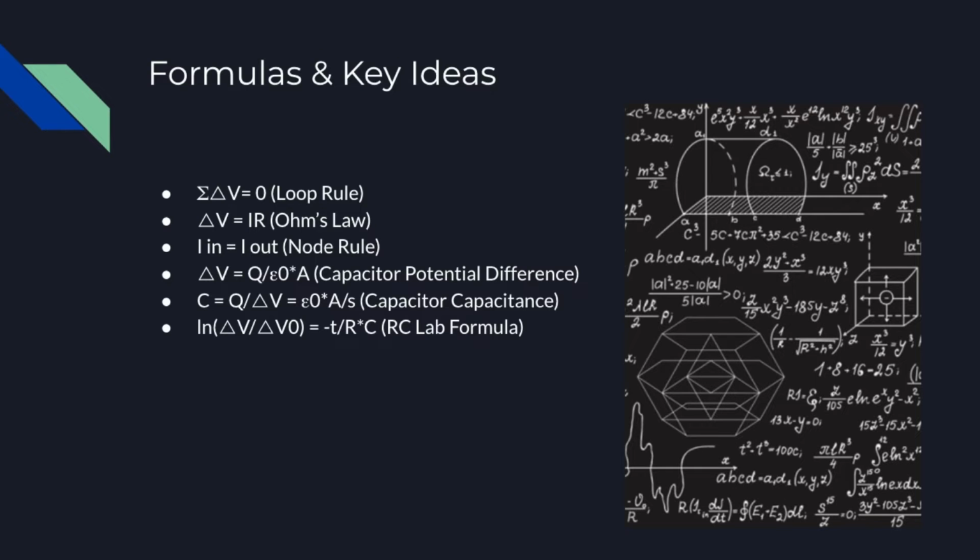And here are some formulas and key ideas. ΔV equals 0 is the loop rule. ΔV is IR, Ohm's law. We have I in equal to I out, which is the node rule. ΔV equals Q divided by ε0 times A, which is the capacitor potential difference. We have C equals Q divided by ΔV, which is the capacitor capacitance. We're going to have log of ΔV over log of ΔV0 equal to negative t over R times C, which is the RC lab formula.